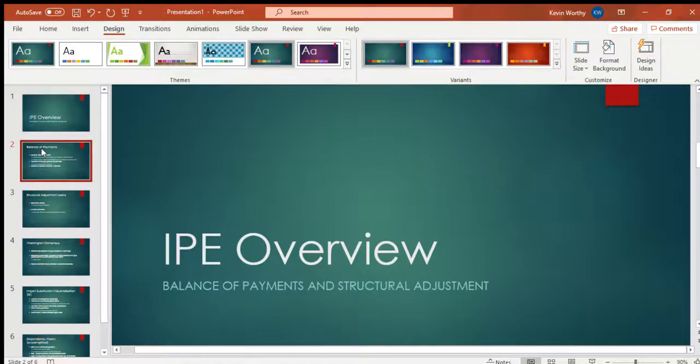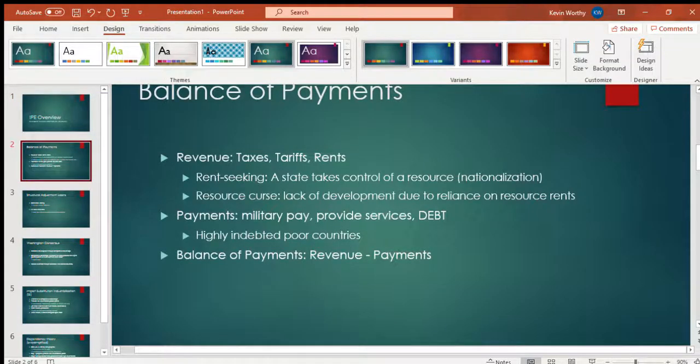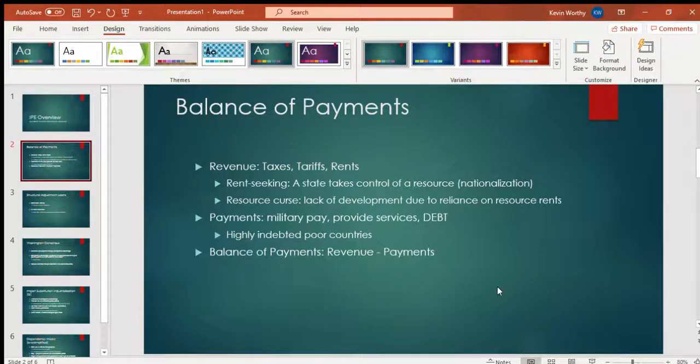So the first thing is that IPE deals in what we would call balance of payments, right? So balance of payments occurs through this process where one, you have revenues, right? And you have payments, right? And if your revenue isn't enough to make for your payments, then you have a balance of payment problem.